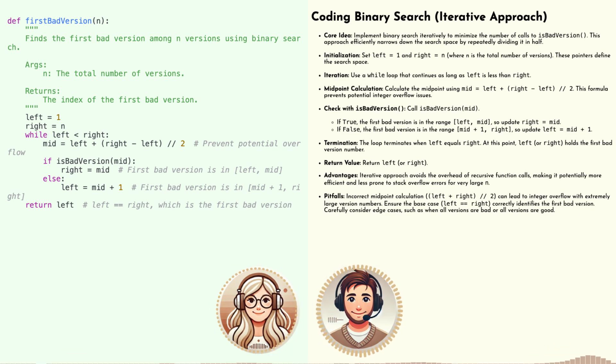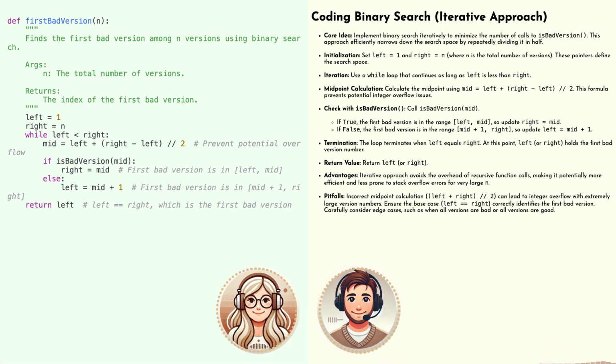Yeah. So how do we actually represent that search space in our code? We'll use two variables. We can call them left and right to keep track of the start and end indices of our search space. Okay. Initially, left would be 1, representing the first version, and right would be n, which is the total number of versions. Okay, that makes sense. We're starting with the whole set of versions as our search space.